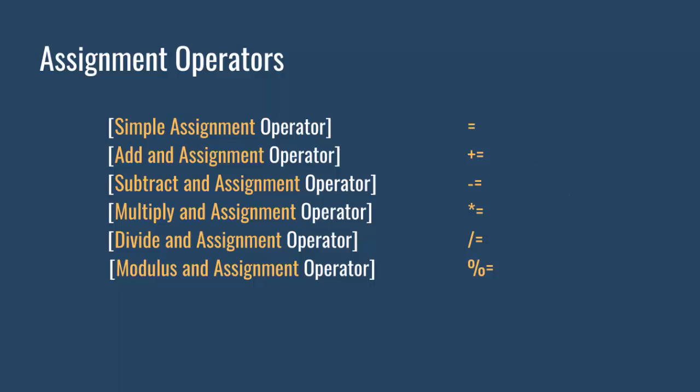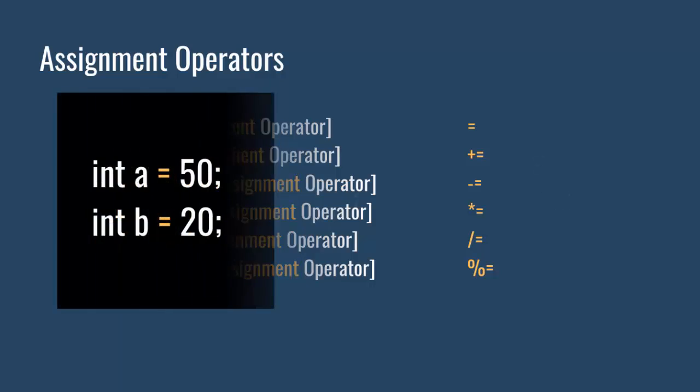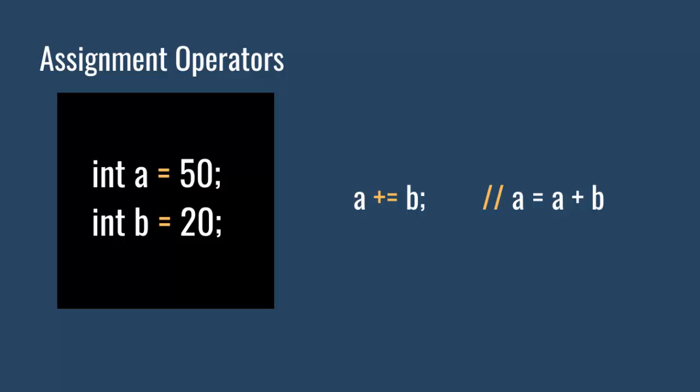These are assignment operators. I will tell you them all one by one. The meaning of a plus equal b is to assign variable a plus variable b to the variable a. The value of the variable a equals 50 plus 20. The meaning of a minus equal b is to assign variable a minus variable b to the variable a. The value of the variable a equals 50 minus 20. The meaning of a asterisk equal b is to assign variable a times variable b to the variable a. The value of the variable a equals 50 multiplied by 20.